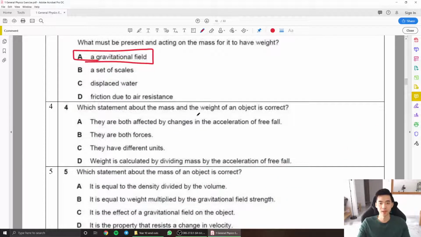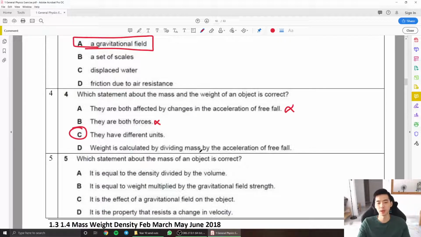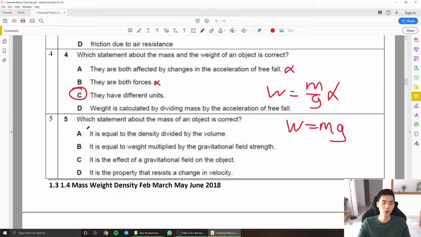Which statement about the mass and the weight of the object is correct? They are both affected by change in acceleration. This is not true. Only weight is affected by acceleration. They are both forces. This is not true. Mass is in kg and weight is in newtons, so they have different units. Weight is calculated by dividing mass by the acceleration. This says weight is calculated with mass divided by gravity. This is definitely not true because the formula is W equals mg. So the answer is C.